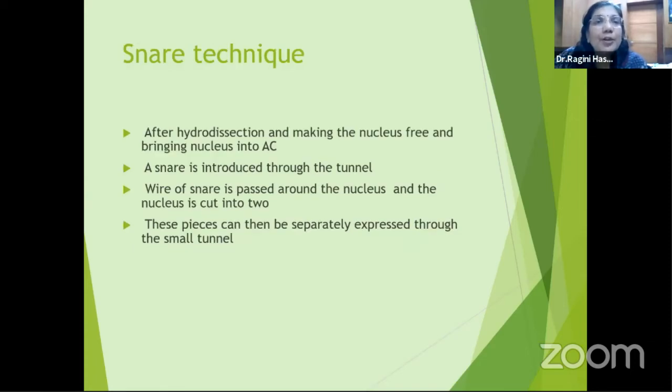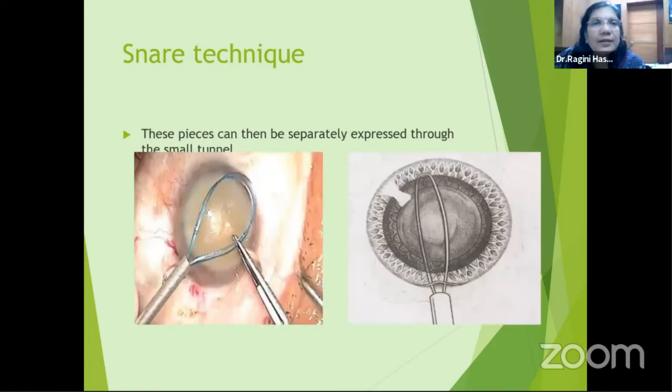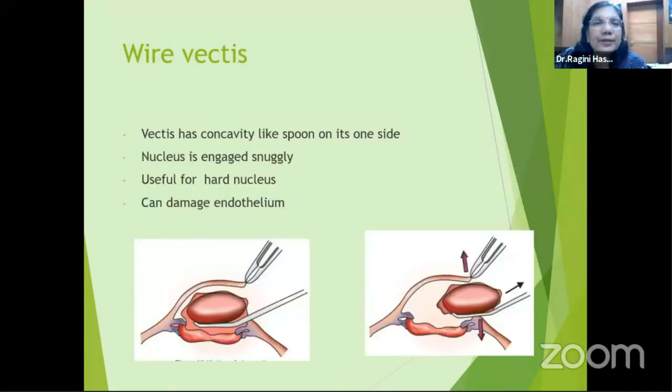The snare is using a snare to cut it into two, like a mechanical first division of the phacoemulsification. Once the nucleus is divided into two, each piece is then delivered out through the tunnel. As you can see, this is a snare. And since we are not using the snare technique, I have just used the diagrammatic representation to show what is exactly done. And it is removed.